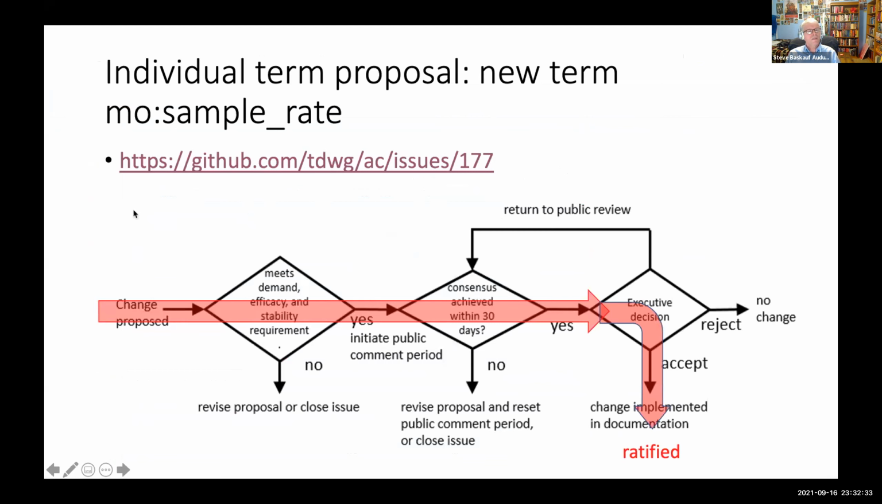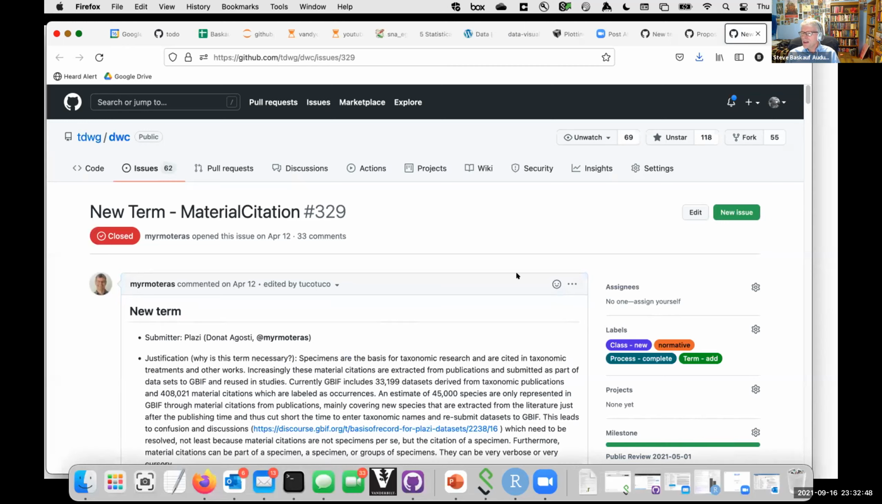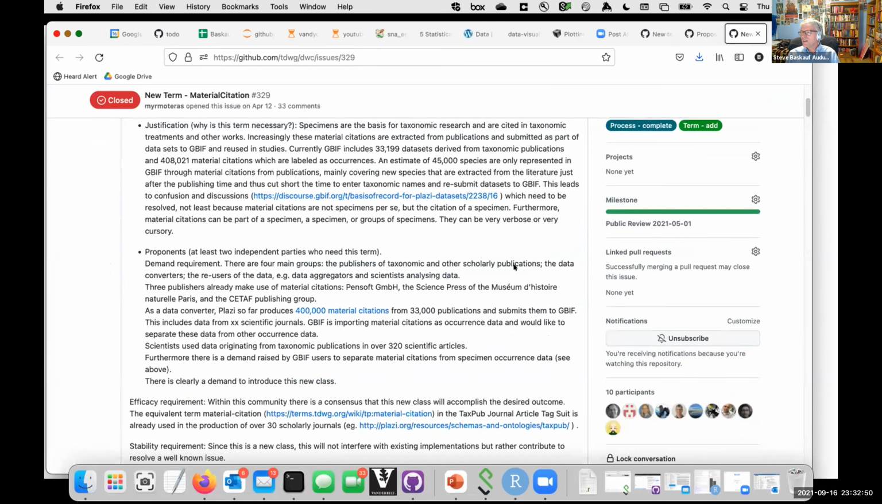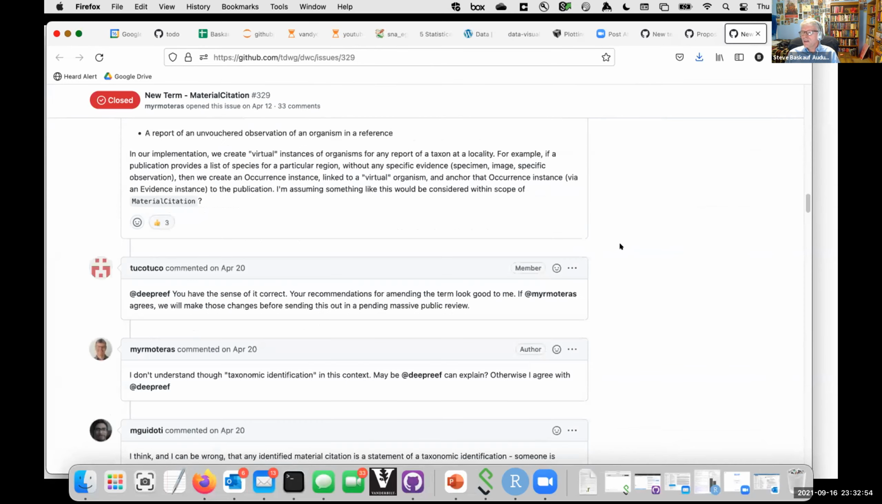An example of another proposal that made it through the process was the Darwin Core proposal, material citation. If you look at the issue tracker for that one, you can see that it was a rather extensive discussion and a lot of back and forth.